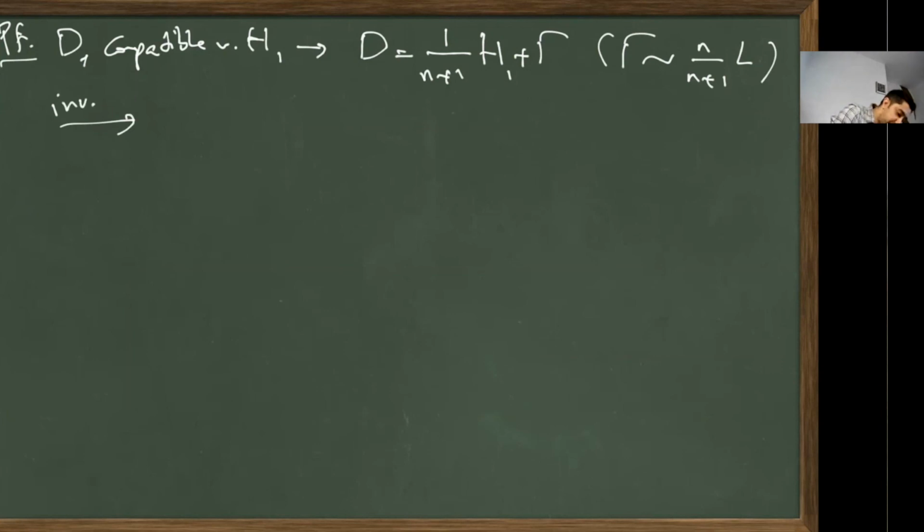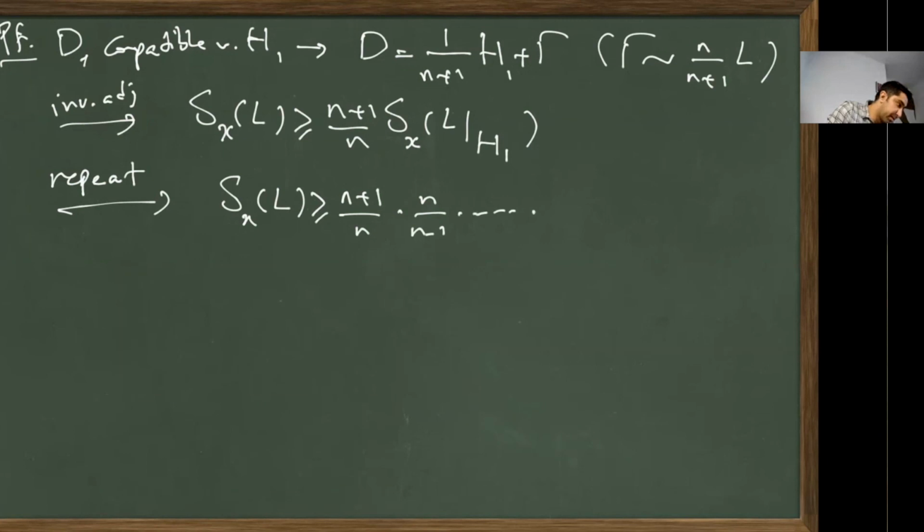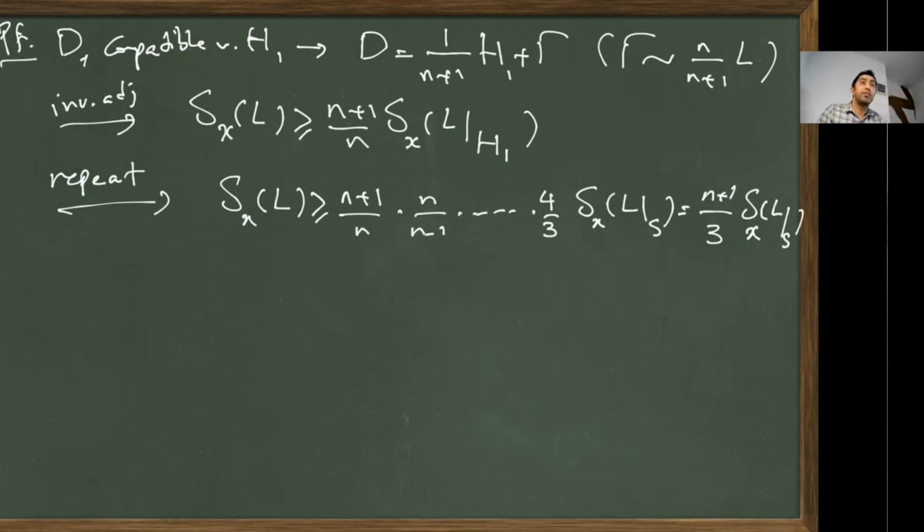And now you do inversion of adjunction. Again, as before, you get that delta X with respect to L is at least n plus 1 over n delta X of L restricted to H1. What you do is you repeat. So should I write it? n plus 1 over n, then n over n minus 1, you go down to 4 over 3, delta X of L restricted to S, which is really n plus 1 over 3 delta X. Now you're at the level of the surface.